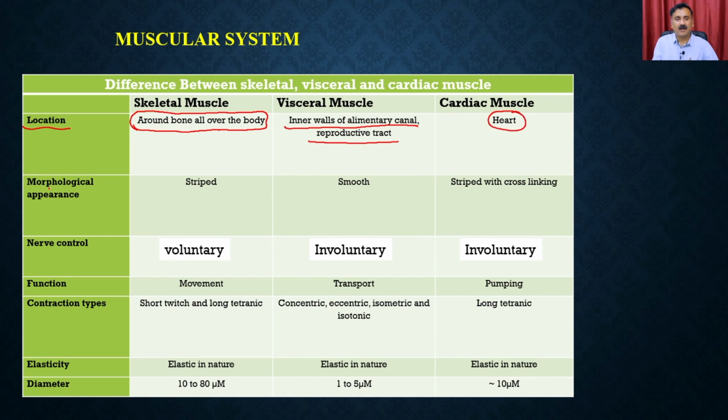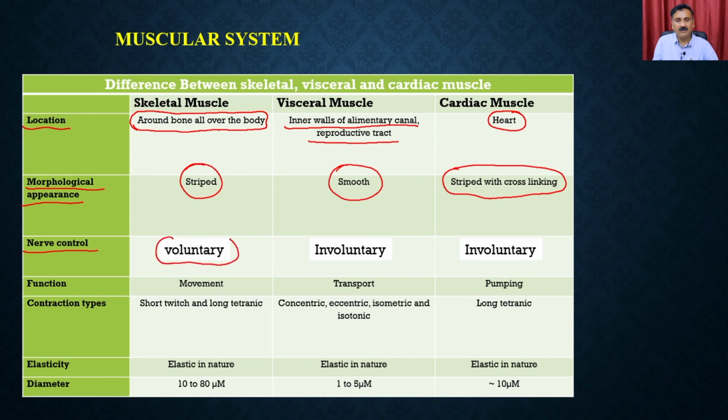the heart. Morphological appearance: the skeletal muscles are striped, visceral muscles are smooth, whereas the cardiac muscles are striped with cross linking. So you see that cardiac muscles actually have hybrid properties of the skeletal muscles as well as the visceral muscles. Then the nervous control: the skeletal muscles are voluntary, which means they are under the control of the brain, whereas the visceral muscles and the cardiac muscles are involuntary, which means the brain cannot control their activities.